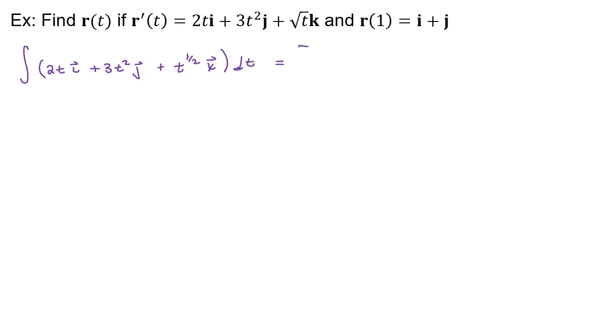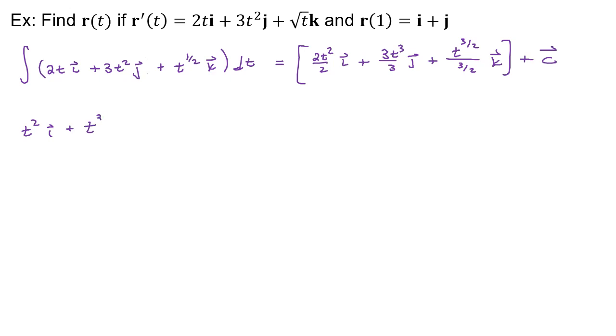These are all just power rules. So this would be 2t squared over 2 on the i, or just t squared. This would be 3t cubed over 3, or just t cubed. And then I'd add 1 to the power, so I get a 3/2 over 3/2 on the k, plus a constant vector. I'm going to simplify this a little bit though. This is t squared i plus t cubed j plus 2/3 t to the 3/2 k plus c.